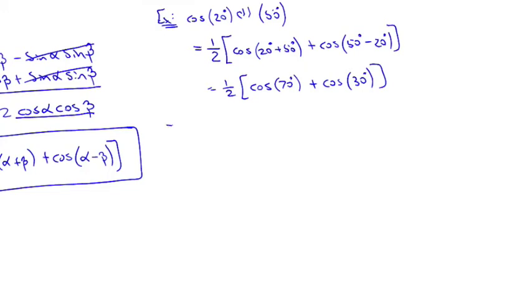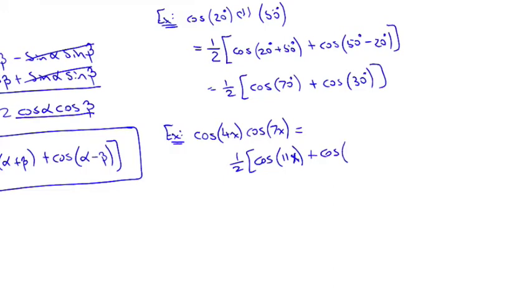The book is going to do it this way. Cosine of 4x times cosine of 7x is equal to, well, what's it equal to? 1/2 of cosine of 11x plus cosine of 3x.